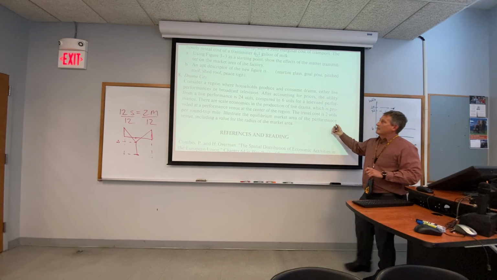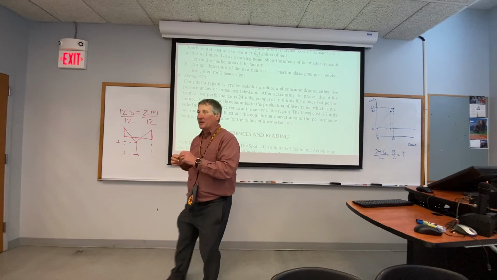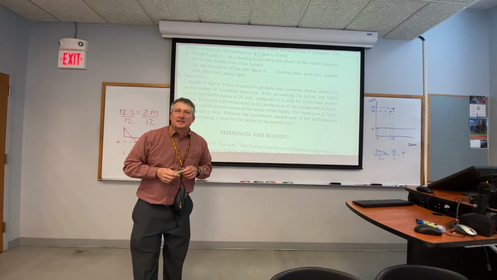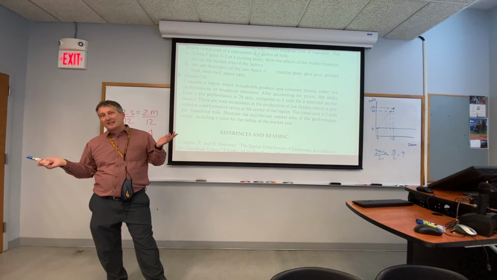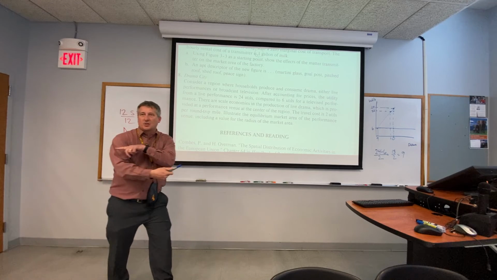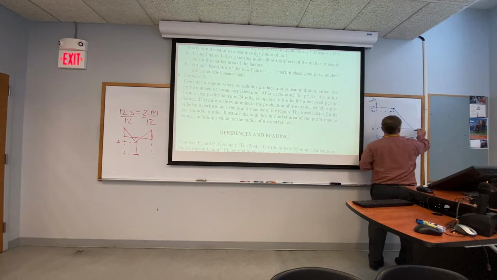For one way. Include a value for the radius of the market area. So the radius is 9. Radius would be 9, market area would be 18. So if we look at the full, because you can be over here too.